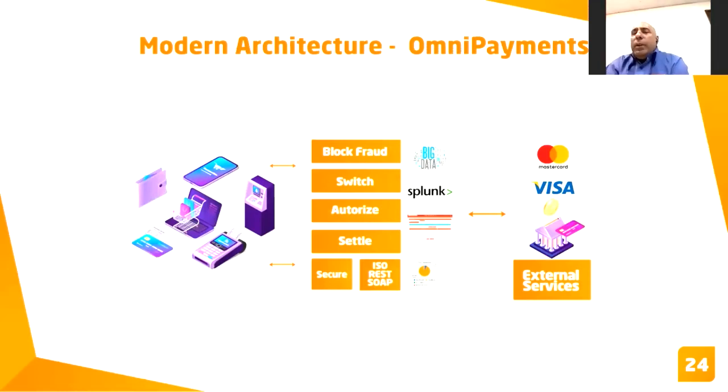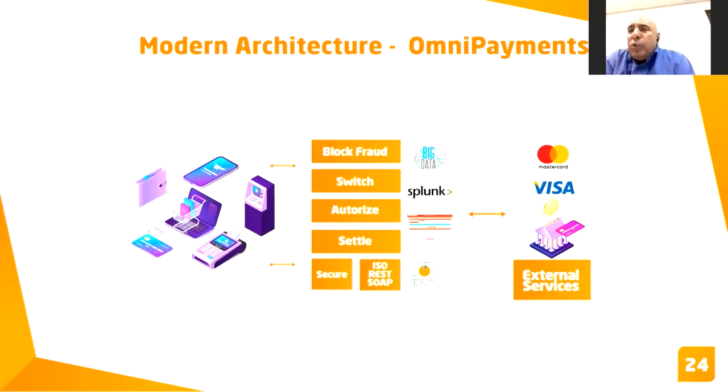So here is an architectural depiction of the solution. We basically have the NonStop server in the middle, and that NonStop server handles the full 24/7, 5 nines of availability. Different channels connect to us, and on the back end, we connect to Visa, MasterCard, and external services. These services can be fraud engines, can be check validation services.